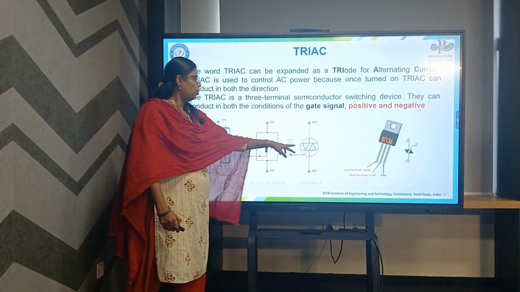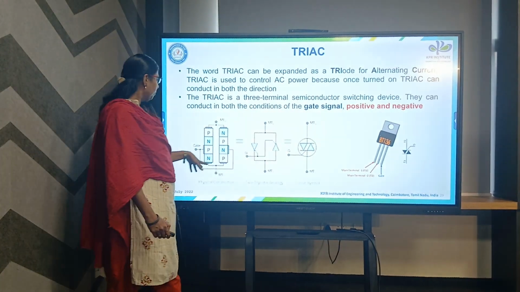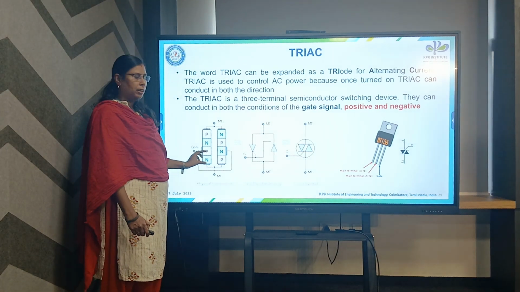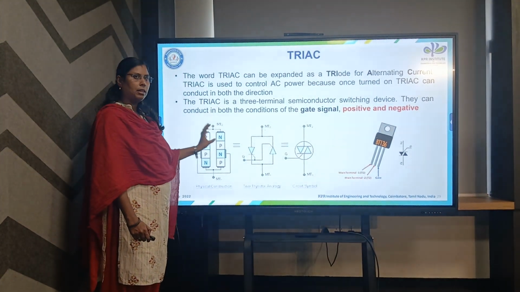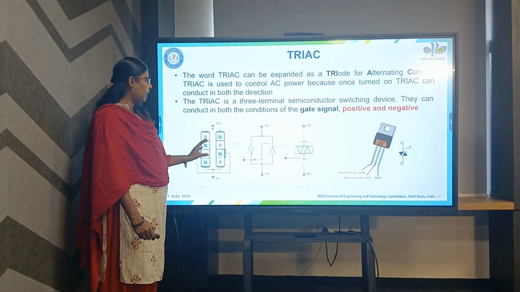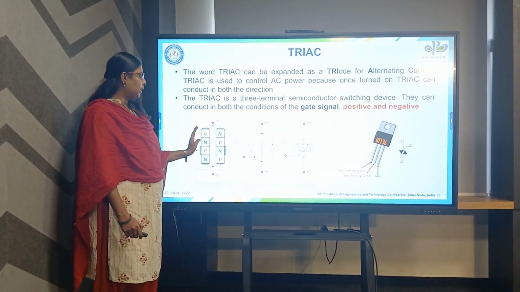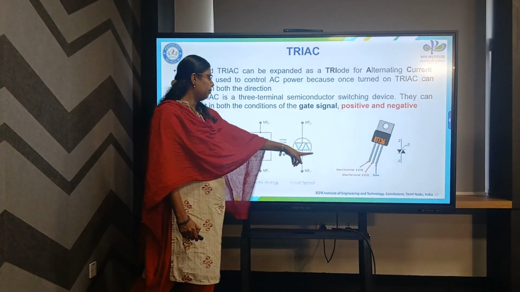Two anti-parallel SCRs are connected. One SCR setup has two PN junctions, PN, PN. The other anti-parallel SCR also has two PN junctions. Totally we have 4 P-type and 4 N-type layers in this TRIAC. This is the physical arrangement.